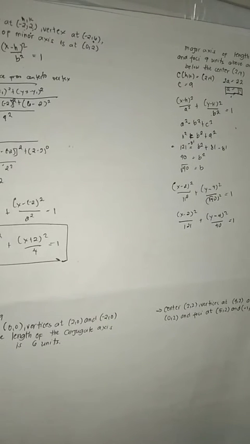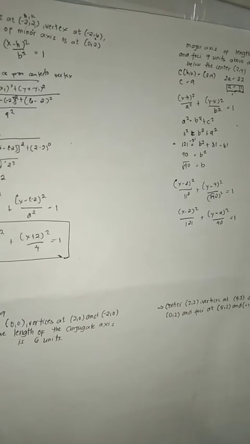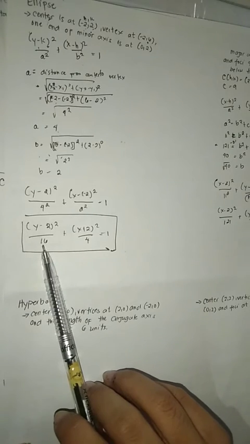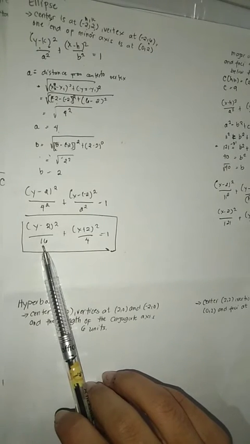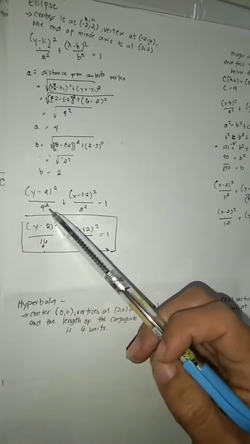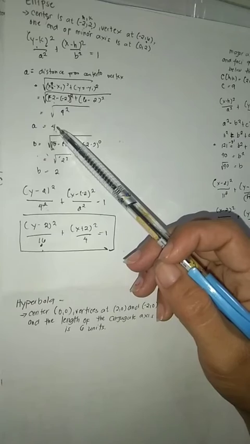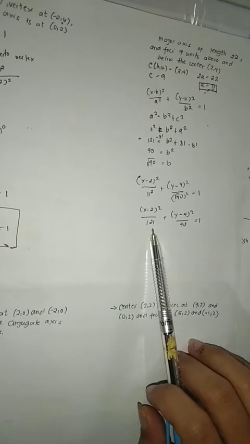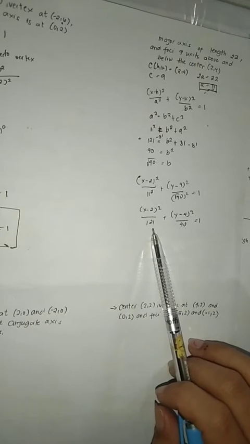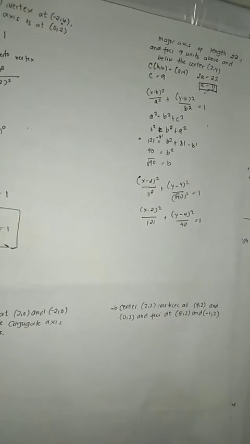Remember when I said that A always takes the denominator with the greater value? Check out. 16 here is the one which has the greater value, and that is the square of 4, and 4 is our A. And here 121 is the one which has the greater value, and it's the square of 11, and 11 is our A. See?